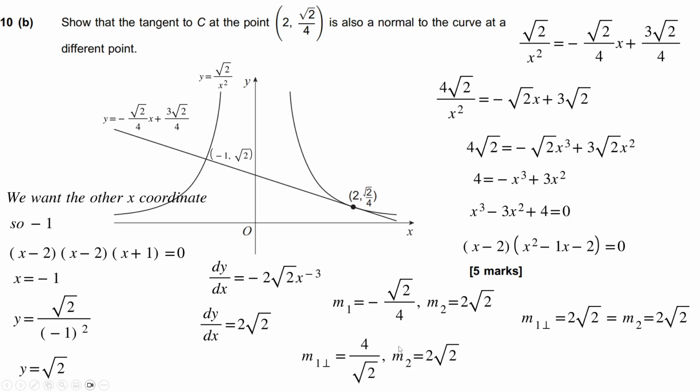So it's going to be positive 4 over root 2. You can do it for either one, you'll get this. Then rationalize this, so this is 4 root 2 over 2. In other words, 2 root 2. Therefore, they are perpendicular.